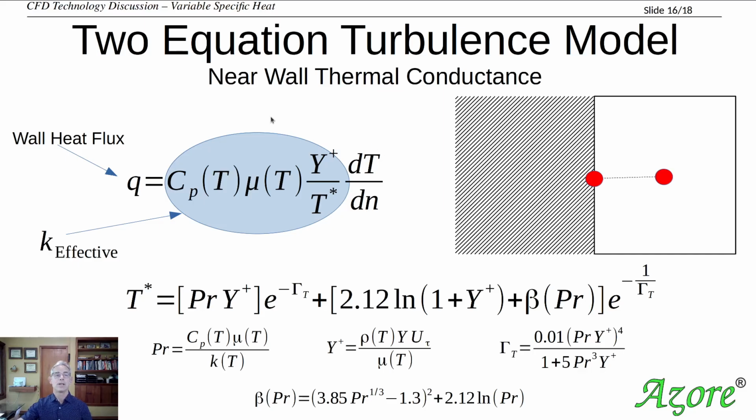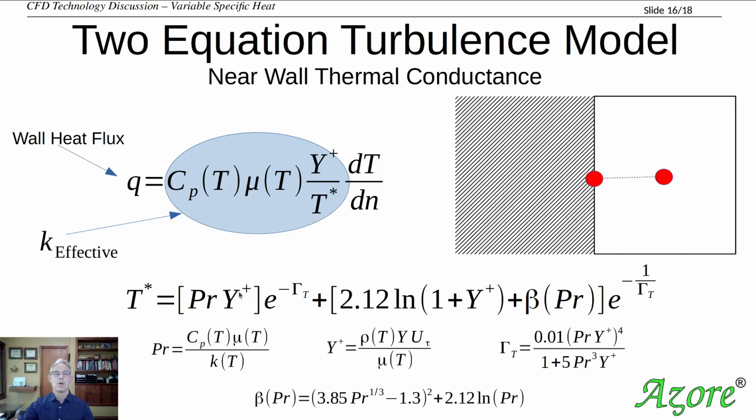And so over here is a typical heat flux relationship, and you see your dT/dN. This is our normal temperature gradient, but this is the effective viscosity, and it has a similar form to what we were looking at before. We have your Cp, your laminar viscosity multiplied by this Y plus number and this T star number. Let's talk about those numbers briefly. Our T star number is a blended relationship.